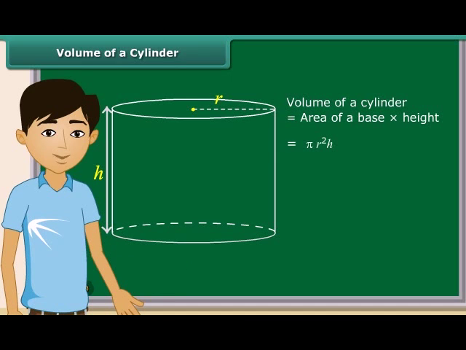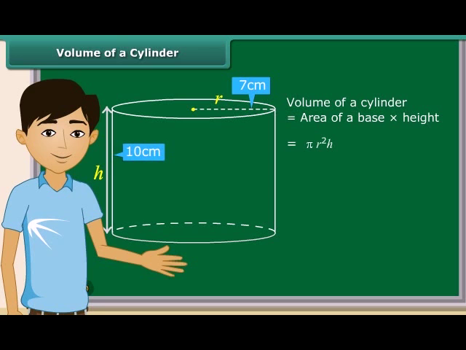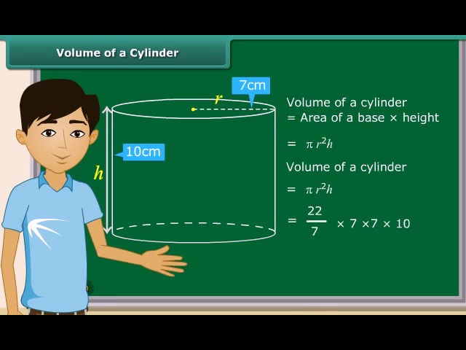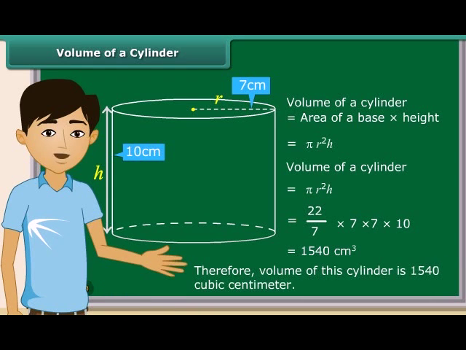Well, let us try an example. We have a closed right circular cylinder of radius 7 centimeters and height 10 centimeters. Let us find its volume. We know the formula for volume of a cylinder is pi r square h. Now we need to substitute the values here. So, 22 by 7 into 7 into 7 into 10. This gives 1540 cubic centimeters. Therefore, volume of the cylinder is 1540 cubic centimeters.